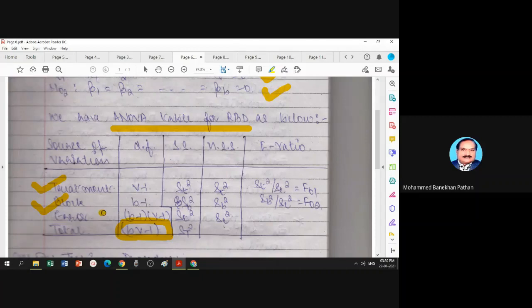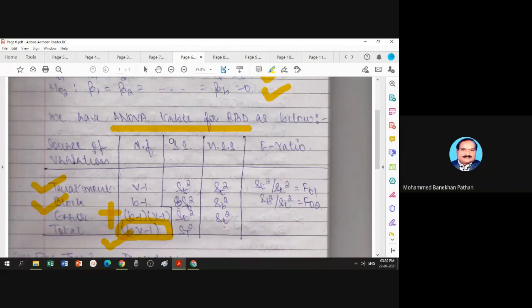And now this error is obtained by making a subtraction. Total minus treatment minus block, the answer is (b minus 1) times (v minus 1). If you add these three, treatment, block plus error, you get the total degree of freedom.